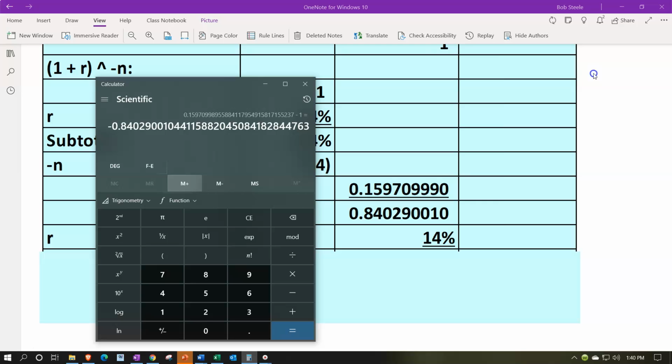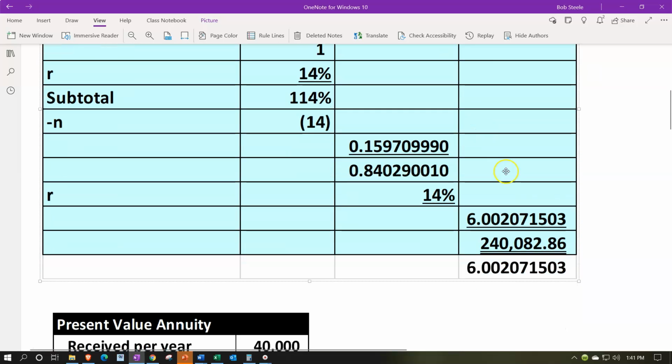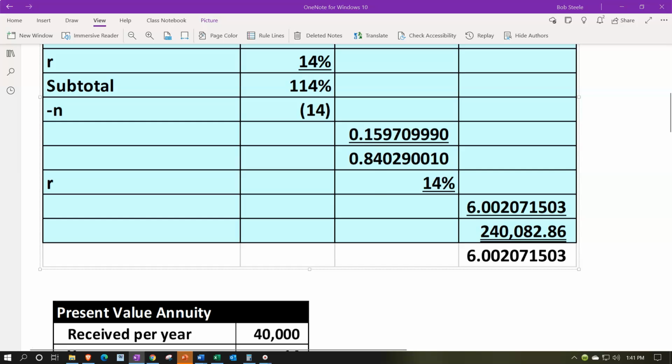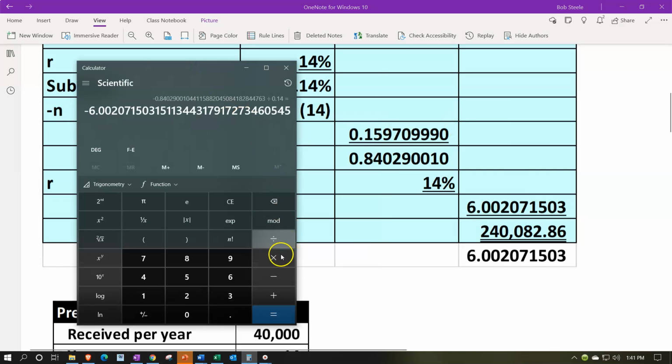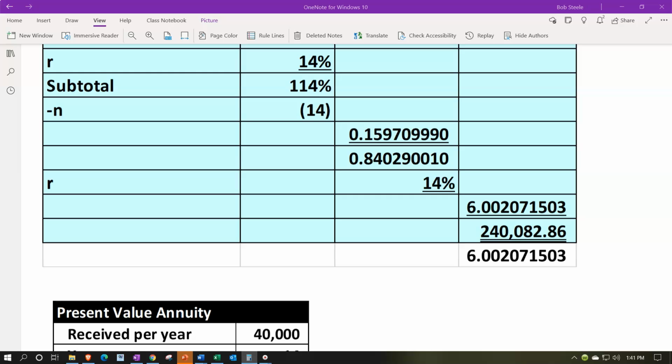So now that's outside. So now we've got our 40,000 times this whole thing that we've now calculated. So 40,000, where we started, times this whole thing. So I'm going to take that whole thing. It's negative, but just note that it's going to be a positive number times 40,000. 40,000, and there's our 240,082.86 about, and so that's what we have.